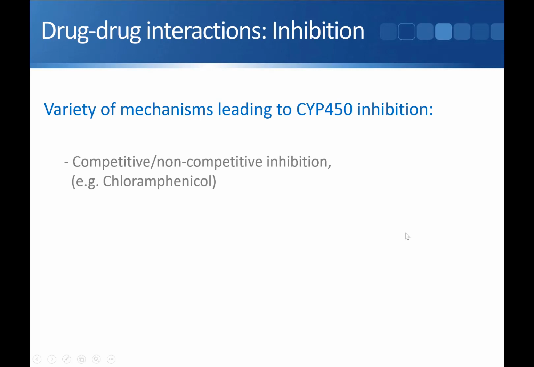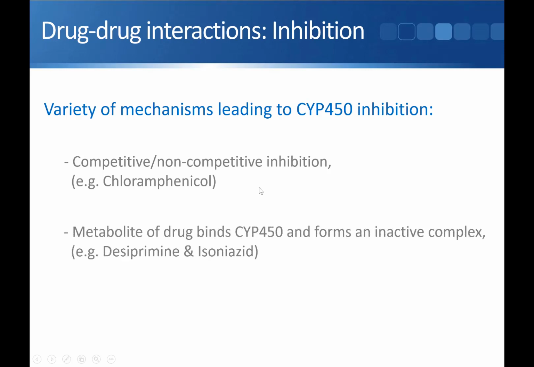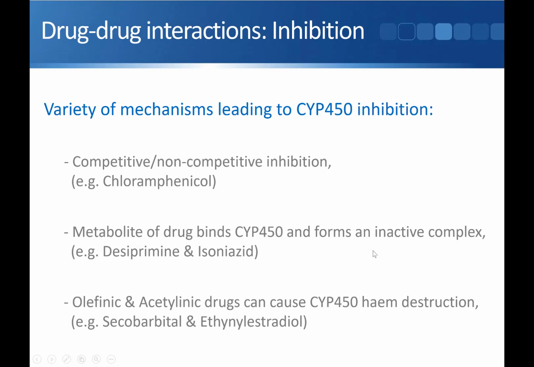So there's a lot of mechanisms by which this can happen. Quite often, as with chloramphenicol, you have one drug that is a competitive or non-competitive inhibitor of the important CYP enzymes that break down the drugs. You need to know that. You can get the metabolite of a drug that ultimately binds the CYP450 enzymes to form inactive compounds, or you can have certain drugs that can cause heme destruction, usually by acetylation, so drugs like secobarbital or ethinyl estradiol.